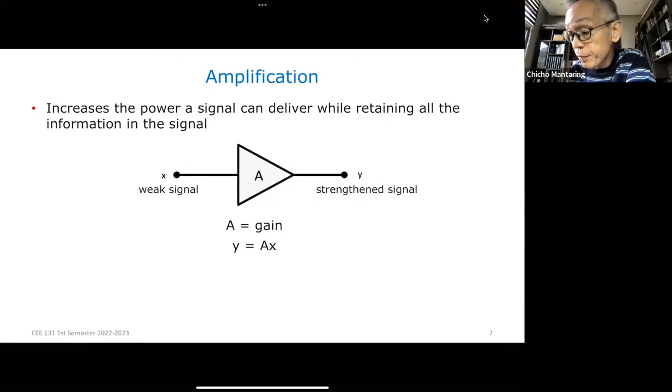If not, if all the information at the input is not preserved at the output, then we say that you have a distorted output.